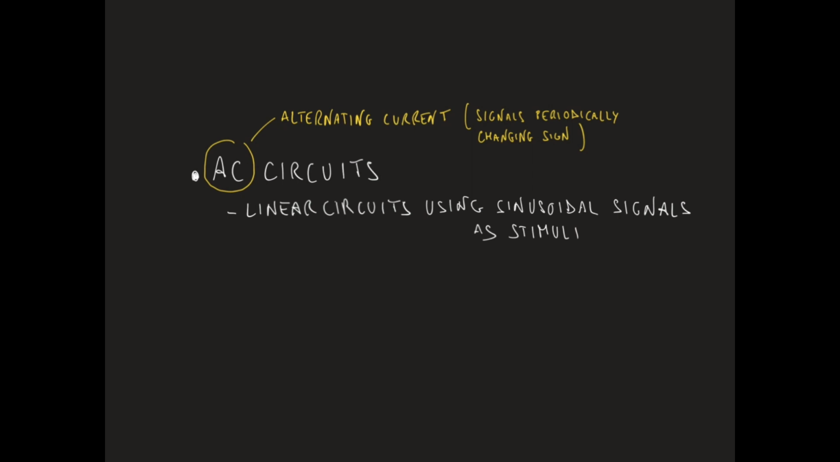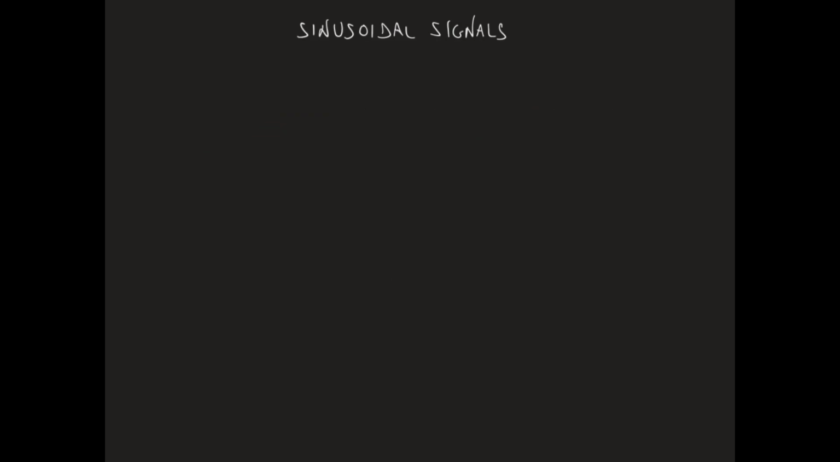We will introduce the properties of linear circuits, and then we will discuss the concept of phasor as a tool for manipulating sinusoidal signals in AC circuits. A sinusoidal signal is a periodic signal which can be expressed through a sine or cosine function.